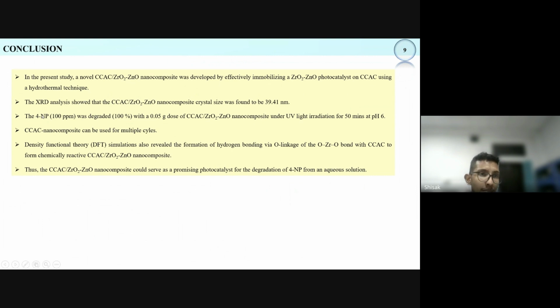We have also done some photodegradation studies, and from the studies, we were able to find out that 100% removal efficiency was observed under these operating conditions. Also, we have done some multiple regeneration studies, which show good results even after multiple cycles. And with the help of the density functional theory, we were able to find out that the prepared composite was showing a lower bandgap as compared to the zirconium dioxide and zinc oxide nanocomposite.